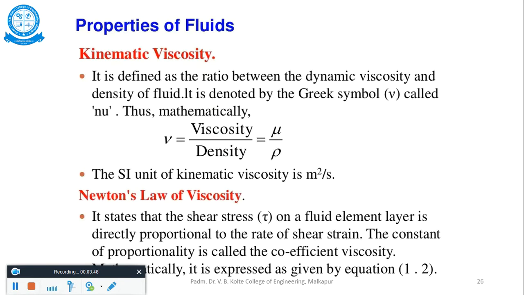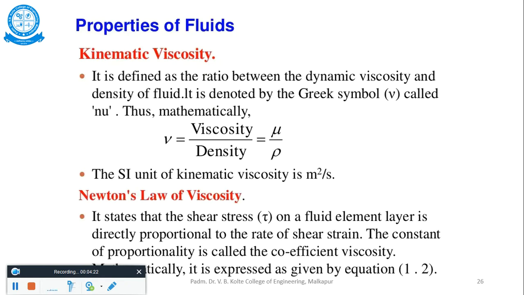Now next is kinematic viscosity. Up till now we have seen dynamic viscosity, which is denoted by mu, and here is the kinematic viscosity. It is defined as the ratio between dynamic viscosity and the density of the fluid. It is denoted by the Greek symbol nu. Mathematically it is viscosity upon density, that is mu by rho. What will be its unit? The SI unit of kinematic viscosity nu is meter squared per second.